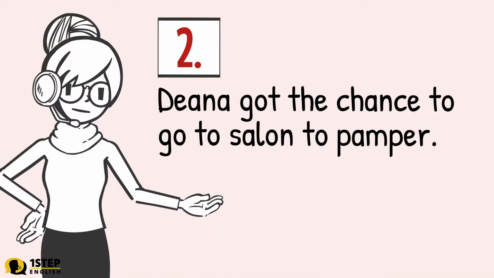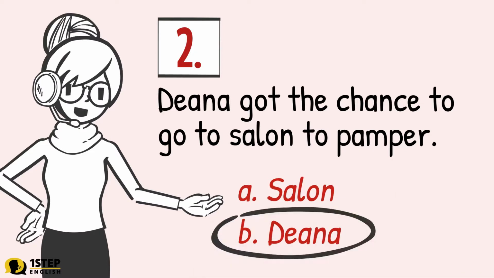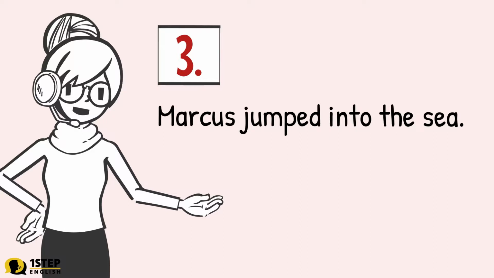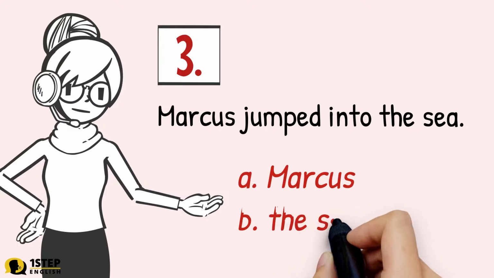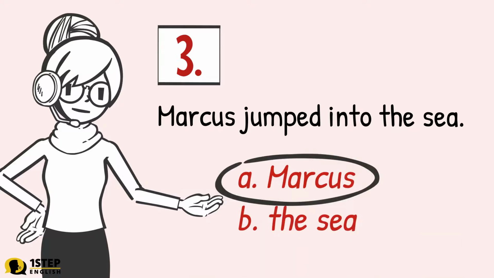Deanna got the chance to go to salon to pamper. Letter A. Salon. Letter B. Deanna. The correct answer is letter B. Deanna. It is a subject in the sentence. Marcus jumped into the sea. Letter A. Marcus. Letter B. The sea. The correct answer is letter A. Marcus. It is a subject in the sentence.